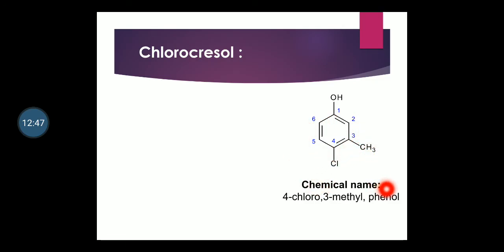As per our rule, to give the chemical name to the given structure, phenol is the parent nucleus, which we mention at the last, and before that the names of substituents prefixed with their positions, arranged in alphabetical order. There are two substituents, methyl and chloro. Alphabetically chloro comes first, then methyl. So we mention 4-chloro, then 3-methyl phenol. So this is the chemical name for the given structure chlorocresol.